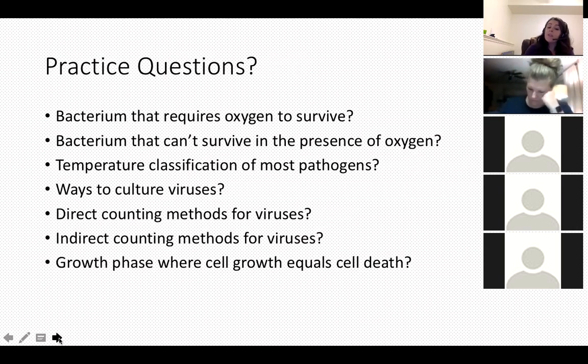And the growth phase where cell growth equals cell death. So there's lag, log, stationary, and death or decline. Stationary is going to be where cell growth equals cell death. The death or decline phase will be where cell growth is smaller than the cell death rate.